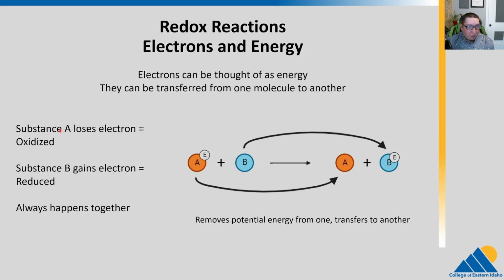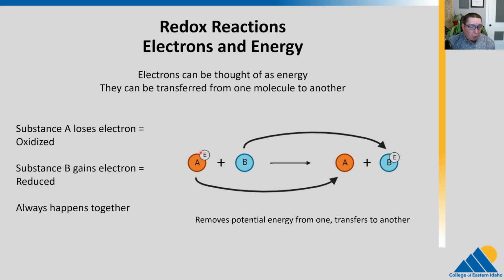So what is this? Well, here we have a diagram. Substance A has an electron on it, and it is going to donate that electron to substance B. So A is going to lose an electron and B is going to gain an electron.